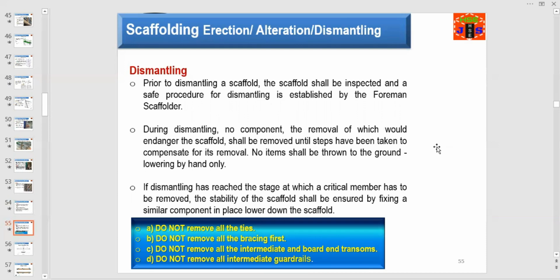If dismantling has reached the stage at which a critical member has to be removed, the stability of the scaffold shall be ensured by fixing a similar component in place lower down the scaffold. But remember, don't remove all the ties. Don't remove all the bracing first. Don't remove all the intermediate and board and transoms. And don't remove all intermediate guardrails. You have to remember these points. Otherwise, you may become victim of scaffolding collapse, injury, or fatality.